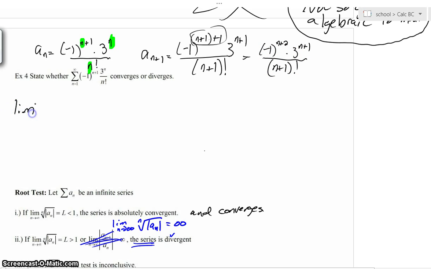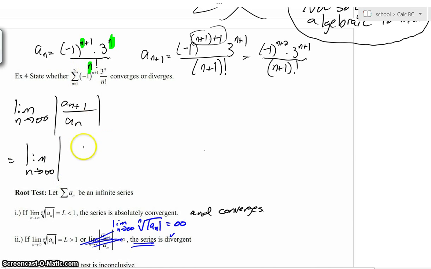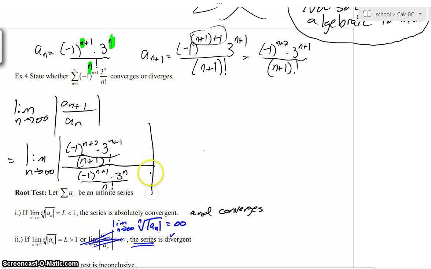The ratio test is saying, look, take the limit as n goes to infinity of that n plus 1 term divided by the nth. And plugging all that in, you can see our n plus 1 term was negative 1 to the n plus 2 times 3 to the n plus 1 all over n plus 1 factorial. We're going to divide that, make a nice long division bar. Down here we would have negative 1 to the n plus 1. Here's our nth term. That's 3 to the n all over n factorial. This is all in absolute value.